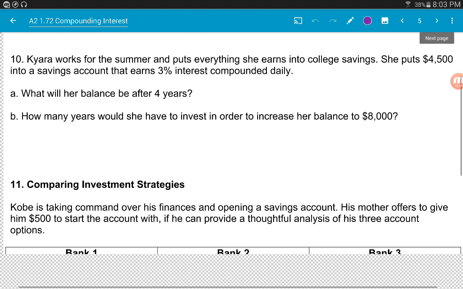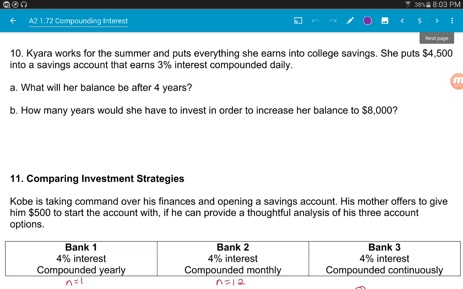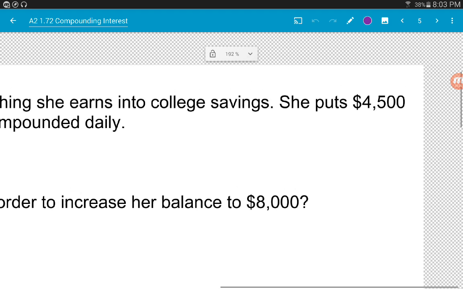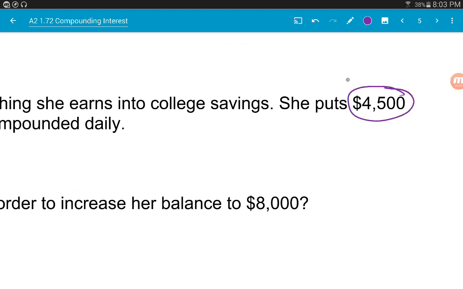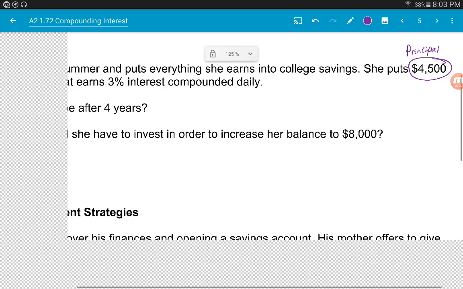Let's do question number 10, speaking about Kiara working for the summer. It says that Kiara works for the summer and puts everything she earns into college savings. She puts $4,500 into a savings account that earns 3% interest compounded daily. And that's a lot of info already. So she puts $4,500 into a savings account. That is my starting money. So $4,500 is going to be my principal. That's P, okay? So that's my principal.